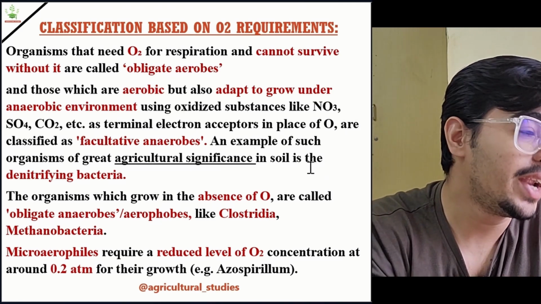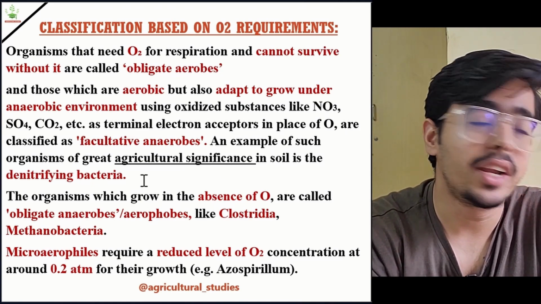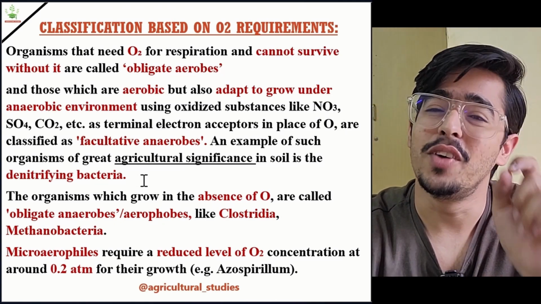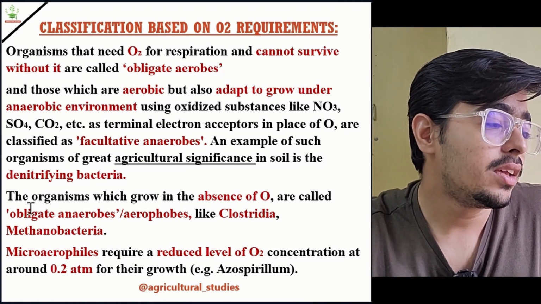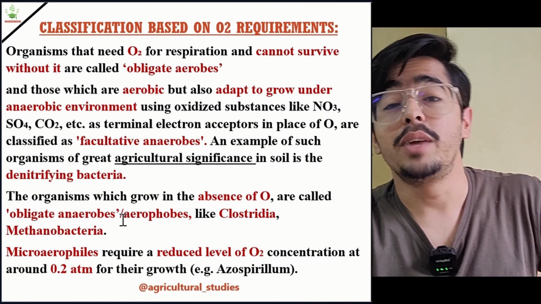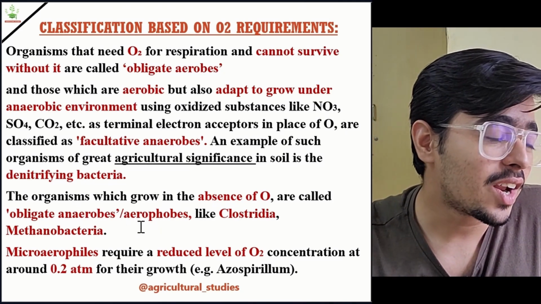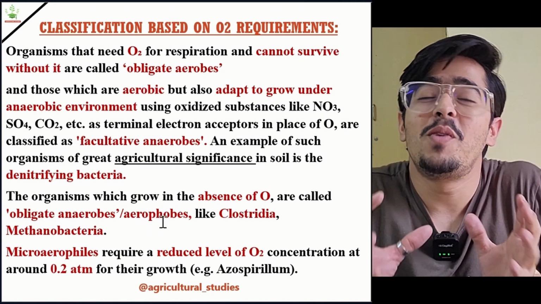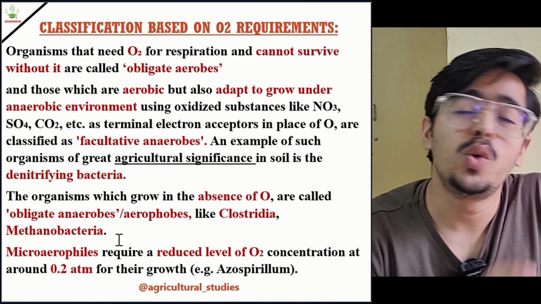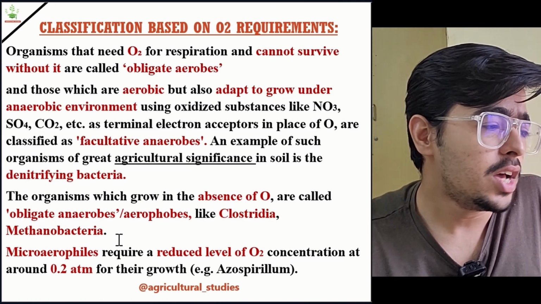And there is an important note. An example of such organisms of great agricultural significance in the soil is denitrifying bacteria. Denitrifying bacteria are facultative anaerobes. This is a very important line, you should remember this. And the organisms which grow in the absence of oxygen are called the obligate anaerobes. Obligate, they are totally dependent on the absence of oxygen. There should not be any oxygen. So these are also known as the aerophobes. They have phobia about the aero. Aero means the oxygen. So they are aerophobes, like the Clostridia and Methanobacteria. Methanobacteria, or we can say methanogen bacteria, right? You may have an idea about this.